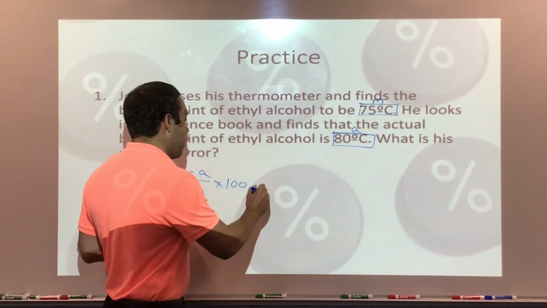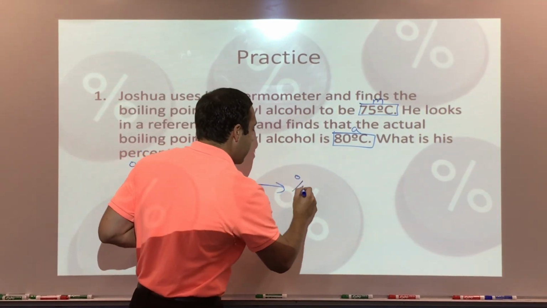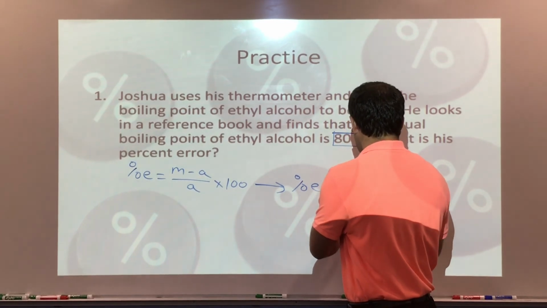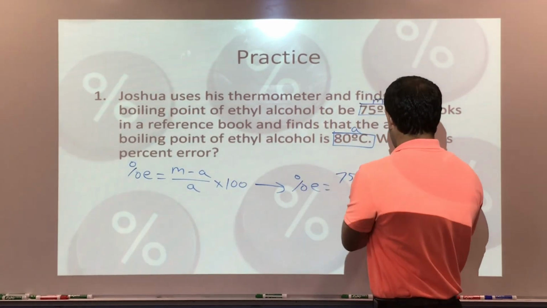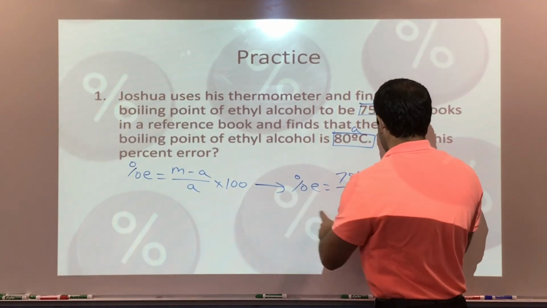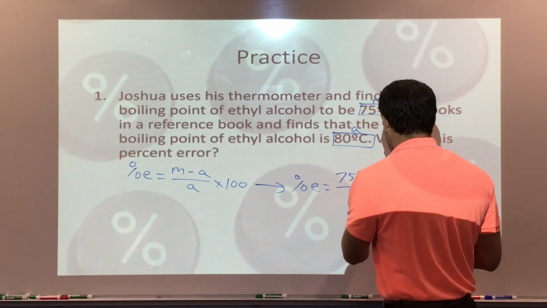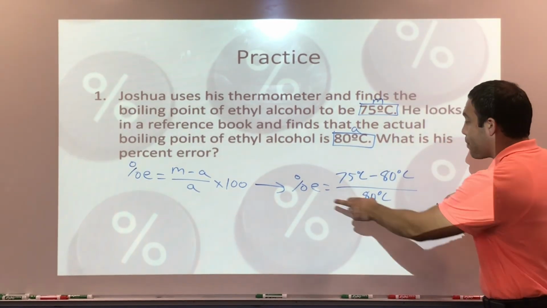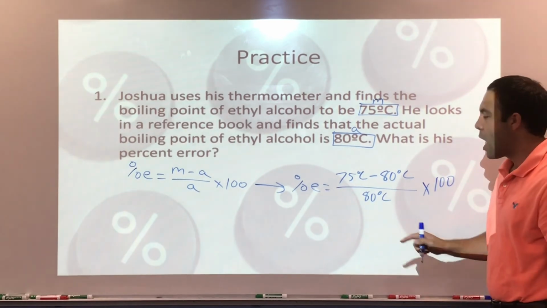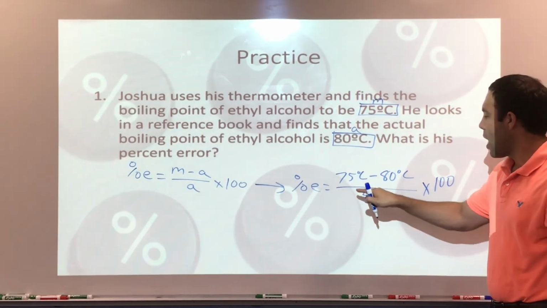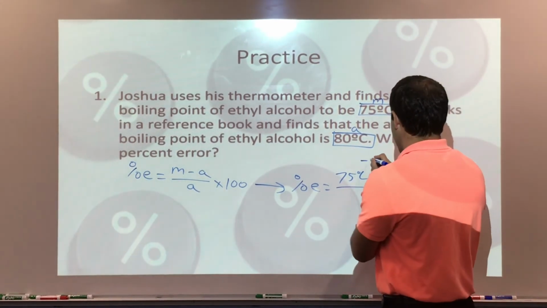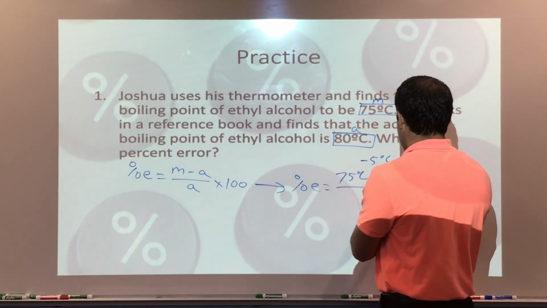So now we plug in numbers. Percent E equals measured 75 degrees Celsius minus the accepted, which is 80 degrees Celsius, over the accepted, which is 80 degrees Celsius. And make sure you don't forget, it's percent, so it must be times 100. I would take this step by step. I would do 75 minus 80, so that gives us negative 5 degrees Celsius.